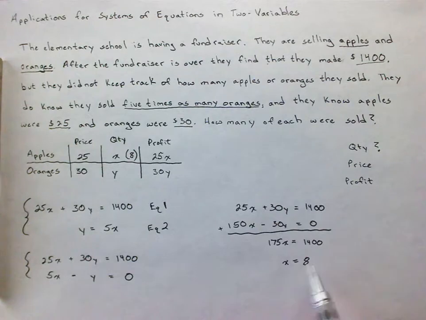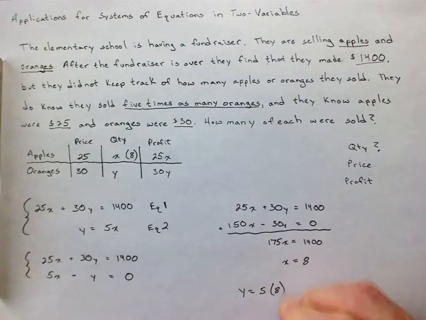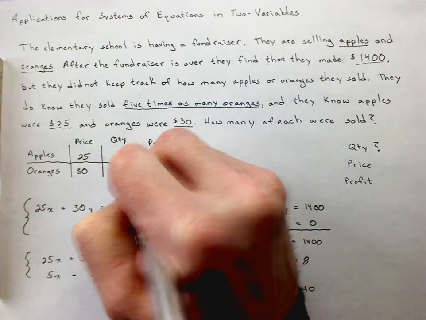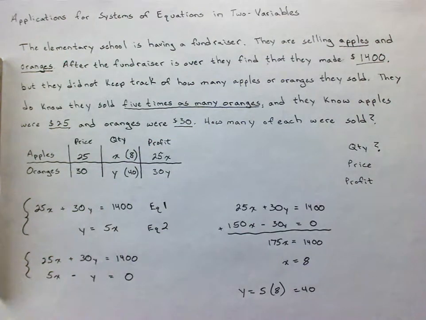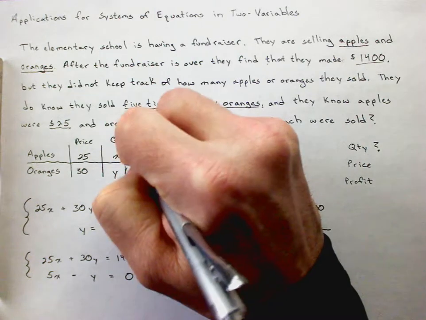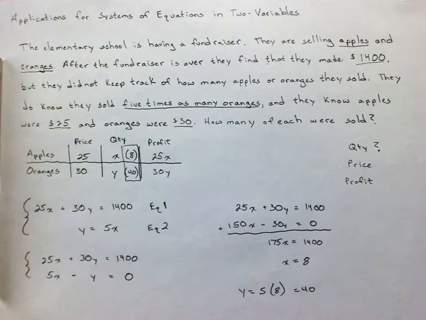Now what I do is simply plug back in. I'll use equation 2. I'll say y equals 5 times 8, which equals 40. So right here I found my quantities. I sold 8 bags of apples and 40 bags of oranges for the fundraiser.